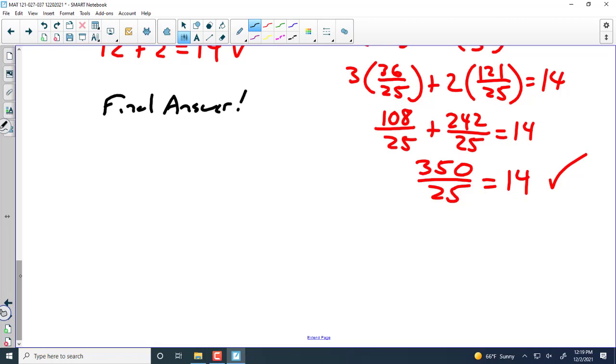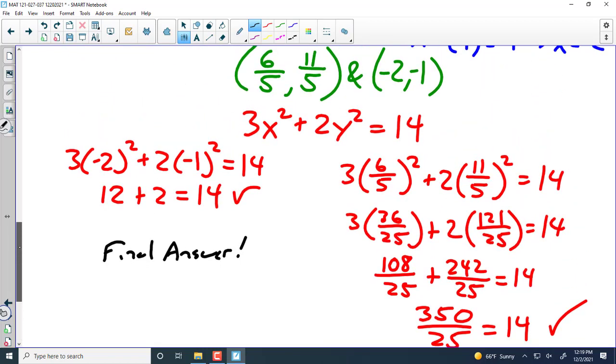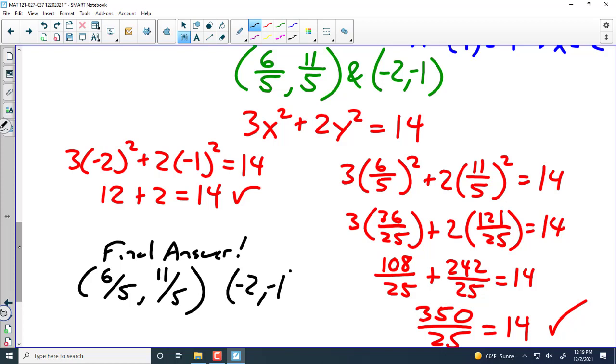As we close up for the day, because it is 12:19, we will say that our final answers are (6/5, 11/5), because it checked, we got it in one and checked in the other, and (-2, -1).